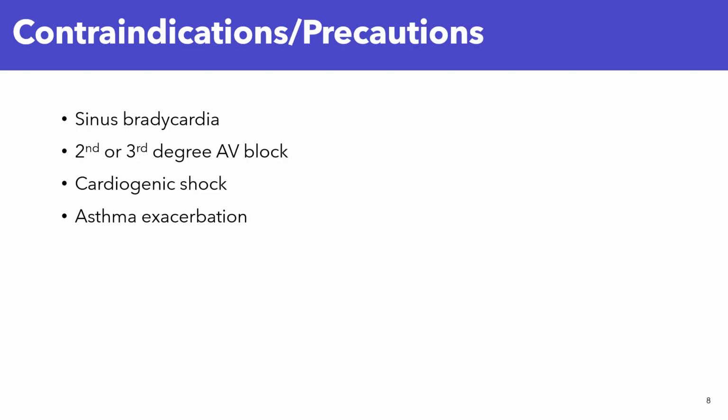What are some contraindications and precautions to be aware of when it comes to beta blockers? Sinus bradycardia, second or third degree AV block, cardiogenic shock, asthma exacerbation. And with the asthma exacerbation, that's because mostly of the beta 2 blockade, and that can cause bronchospasm.